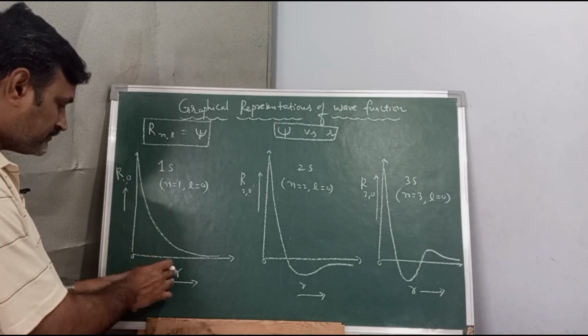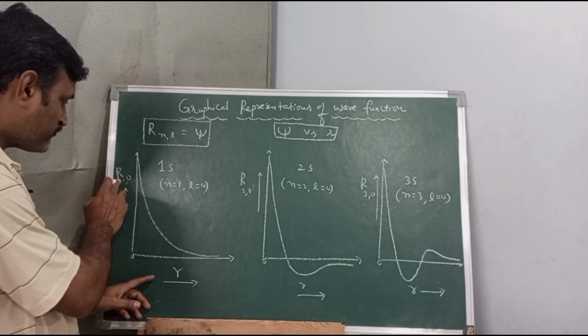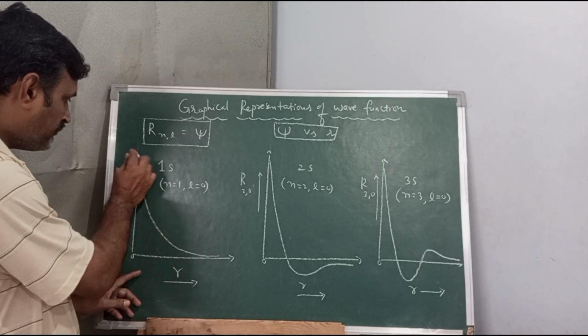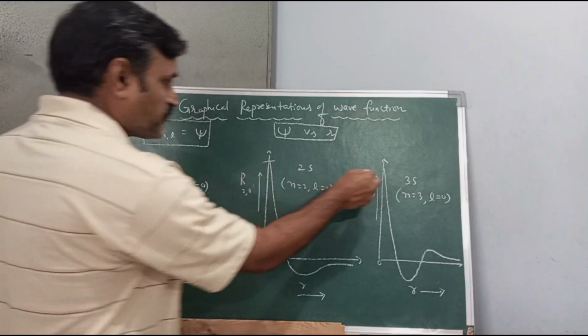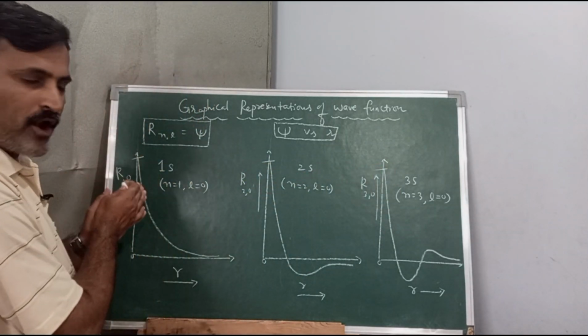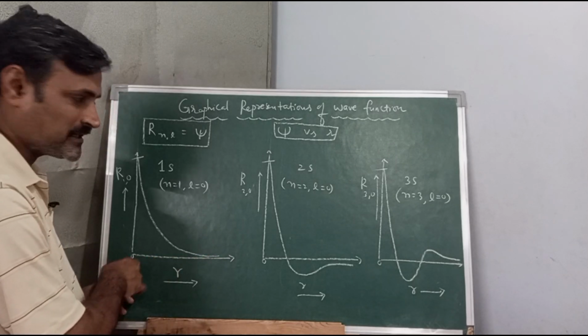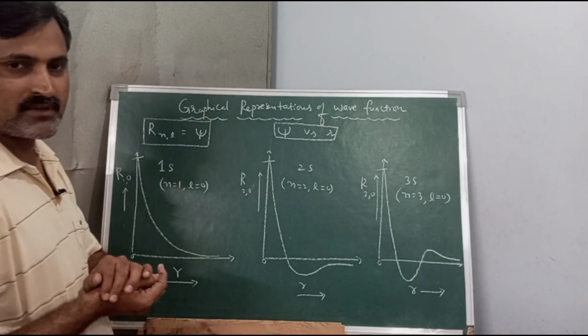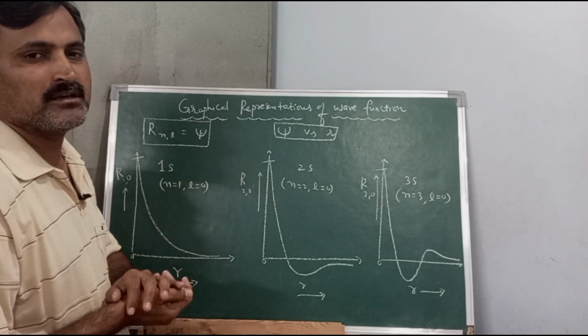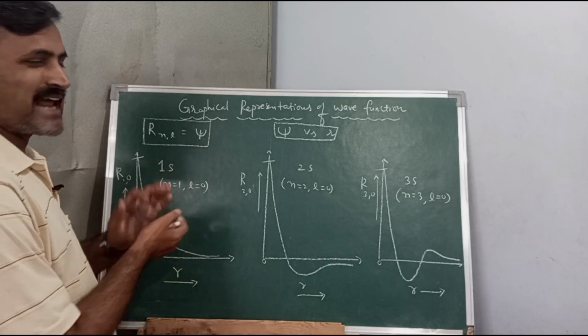At R maximum, capital R max means the wave function value is becoming maximum here at these points. At the maximum point of the wave function, if you see what is there on the x-axis, the radius is 0. Can you accept this information from this graphical representation?